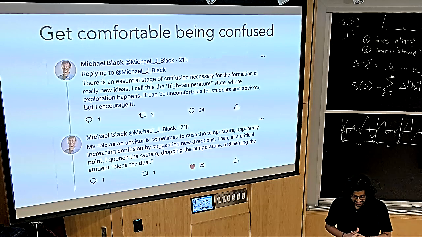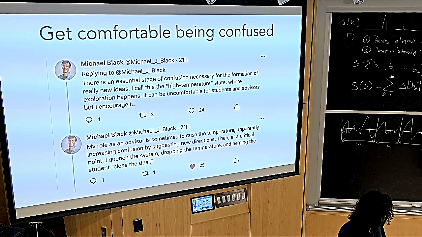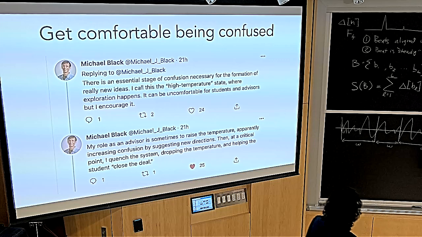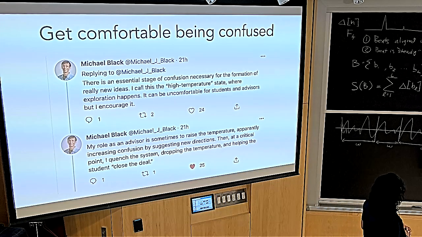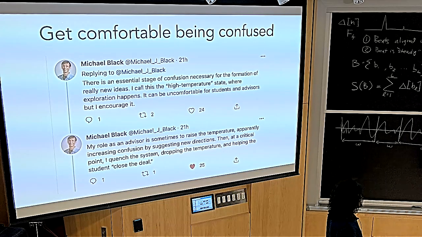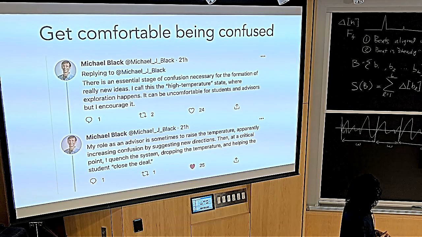This point is really important. So you should get comfortable being confused. I think it comes with any creative endeavor, but with research, I think it's very well formulated by Michael Black, and he says, there's an essential stage of confusion necessary for the formation of really new ideas. I call this the high temperature state where exploration happens. It can be uncomfortable for students and advisors, but I encourage it.